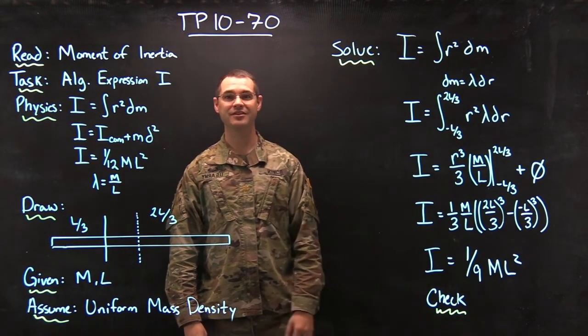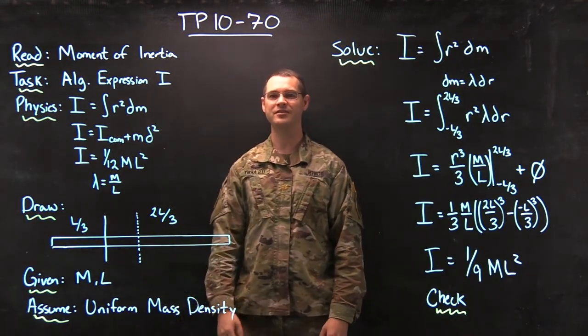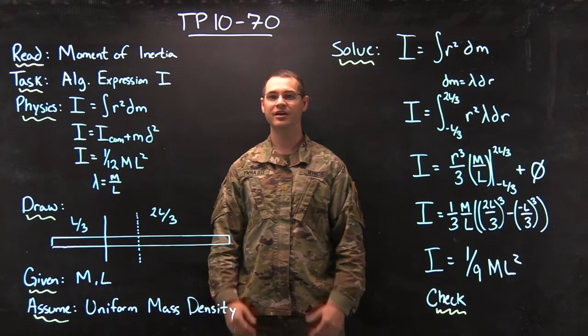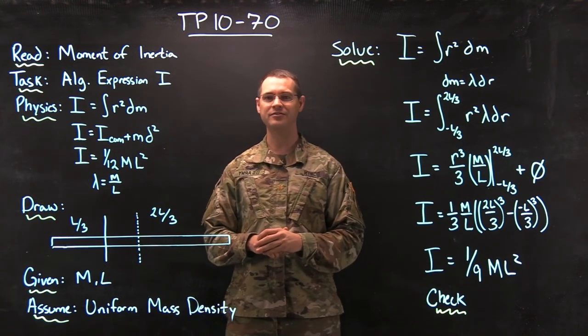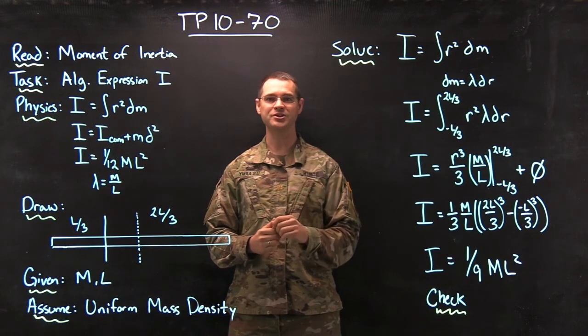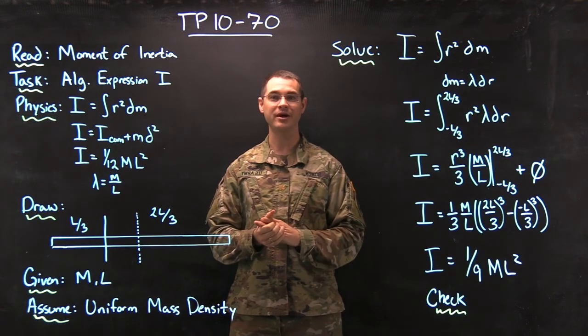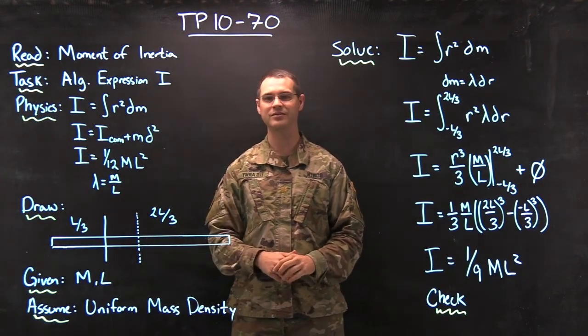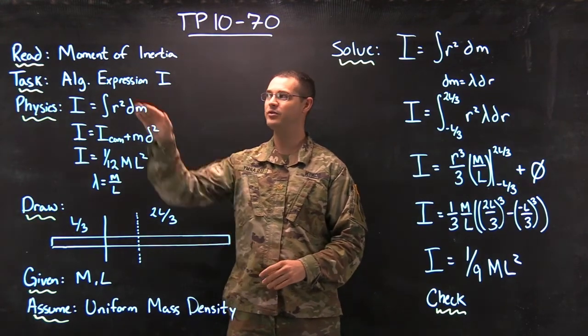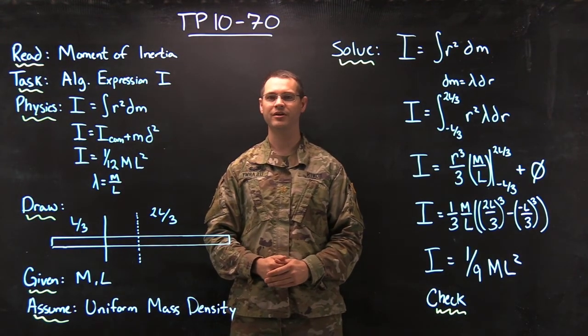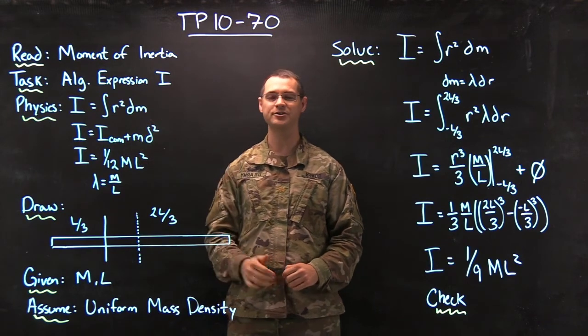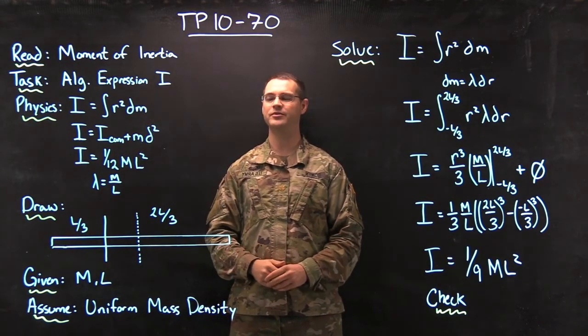Hey physics fans, today we're talking about text problem 10-70 in your OpenStax textbook. Now problem 10-70 asks you to solve for the moment of inertia of a thin rod about some axis that's not going through the center of mass of the rod. So we know that this is a moment of inertia problem. Our task is to figure out an algebraic expression for the moment of inertia.